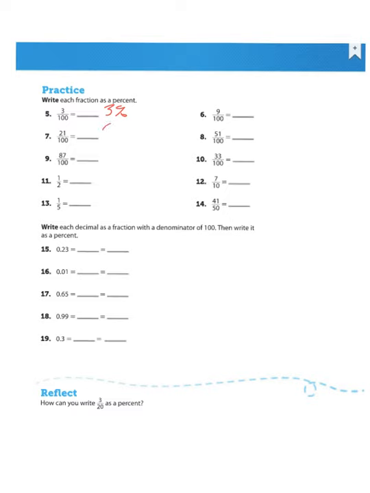21 over 100 would be 21%. 87 over 100 would be 87%. 9 over 100 would be 9%. 51 over 100 would be 51%. And 33 over 100 would be 33%.